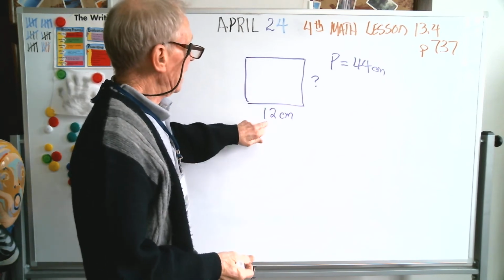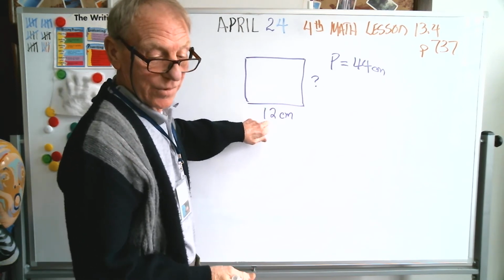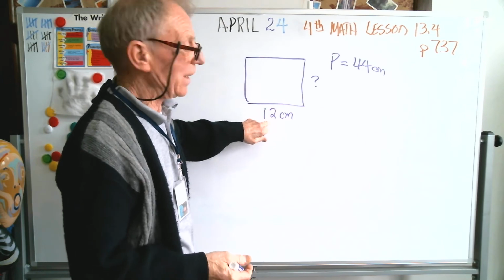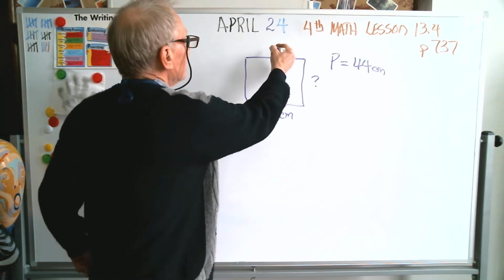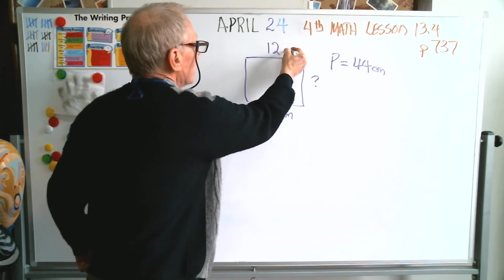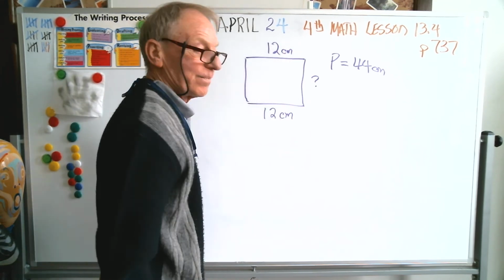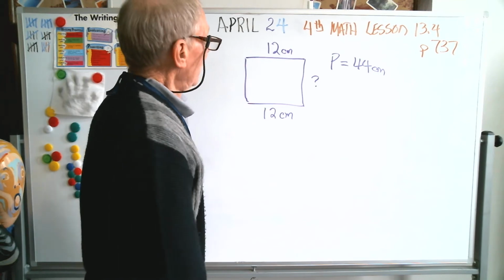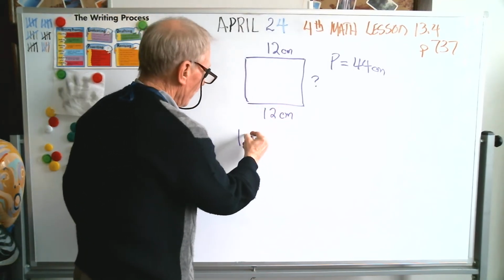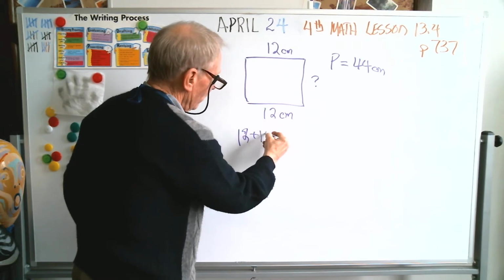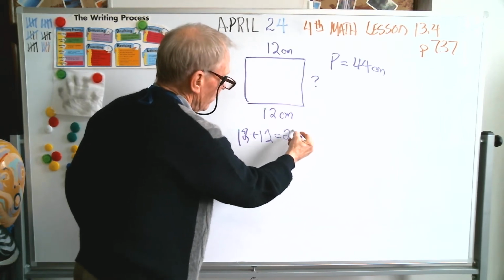Well, we know that whether it's a square, a rectangle, whatever it is, the opposite side is always going to be the same. So we know that that's 12 centimeters. So we know that if we add those two together, 12 plus 12, that'll equal 24.